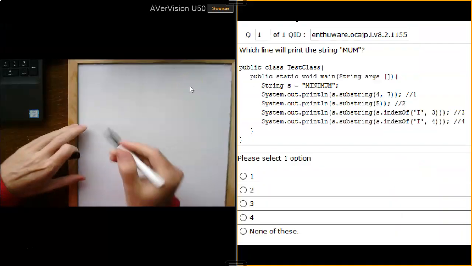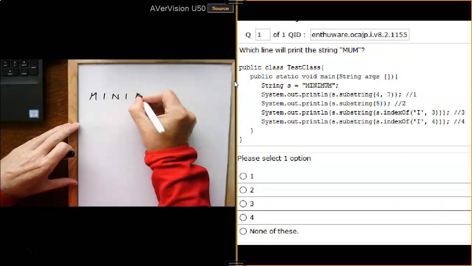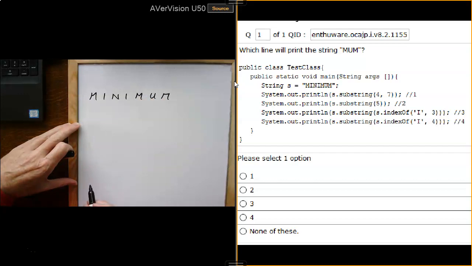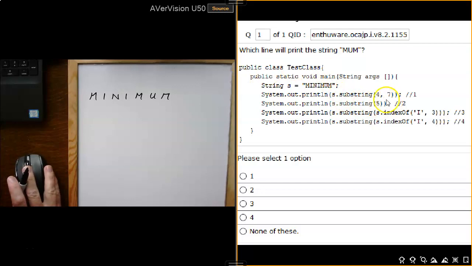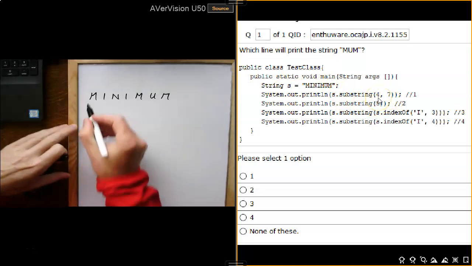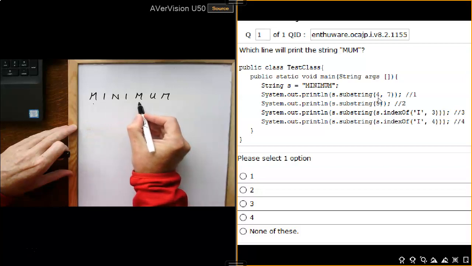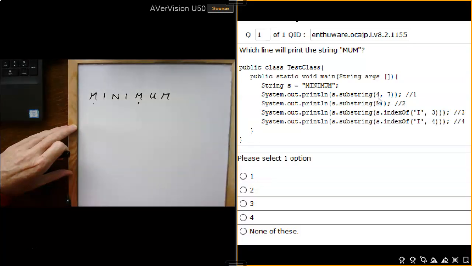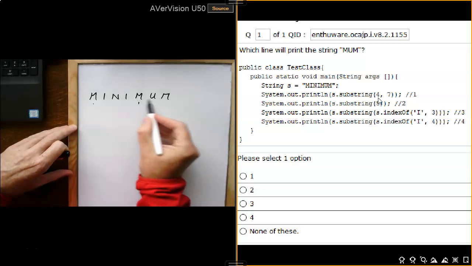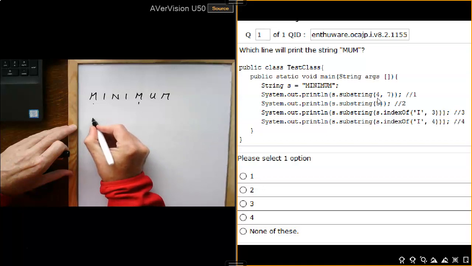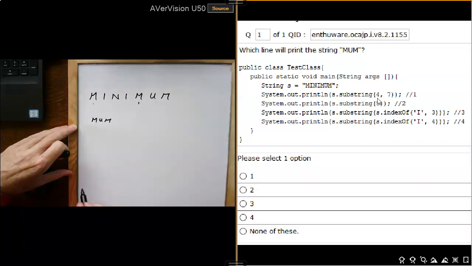So, minimum. The first one is s.substring starting at index 4 and then going to 7, but that's exclusive, the second one. So, the way I do that is I start at index 4. That's 0, 1, 2, 3, 4 there. And taking 3, 7 minus 4. 1, 2, 3. So that's mum. That is in fact the right one, the first one.